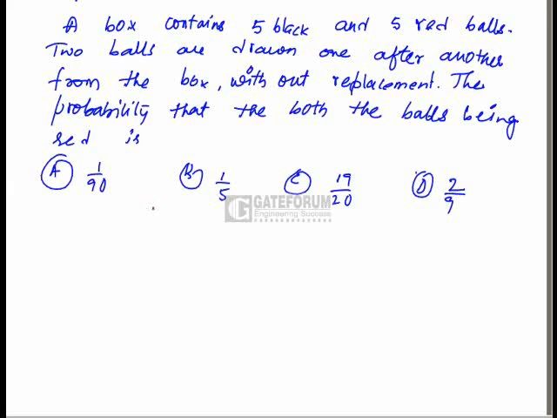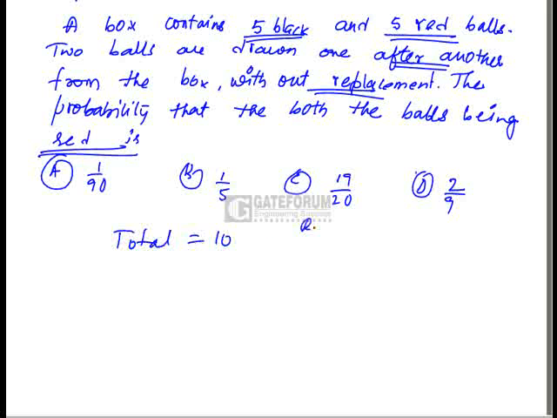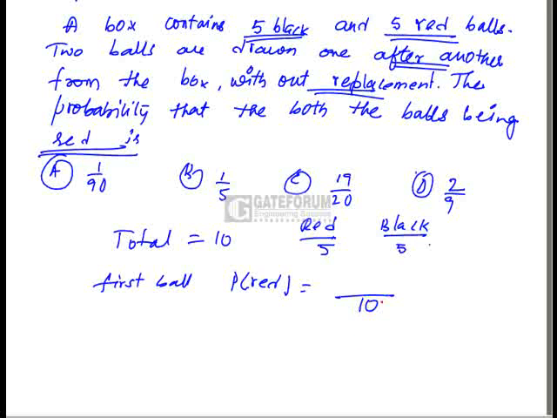In this problem, it is given that a box contains 5 black and 5 red balls, of which 2 balls are drawn one after the other without replacement. Now we have to find the probability that both balls are red. The total number of balls is 10, of which 5 are red and 5 black. When we draw the first ball, the probability of getting a red ball is 5C1 by 10C1, which is 5 by 10, equal to half.